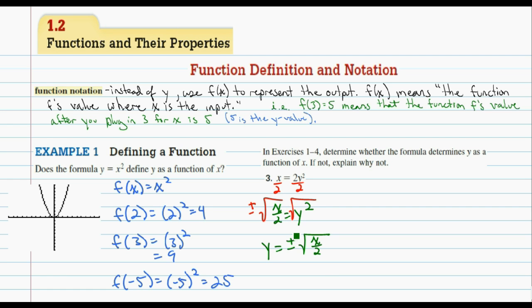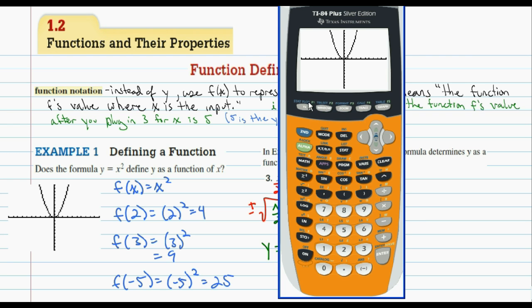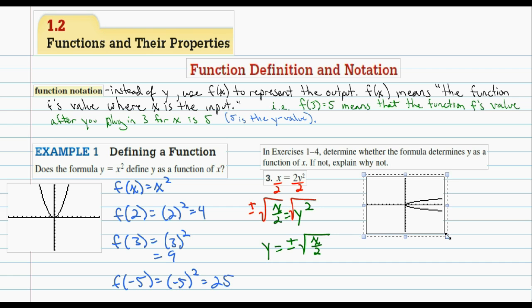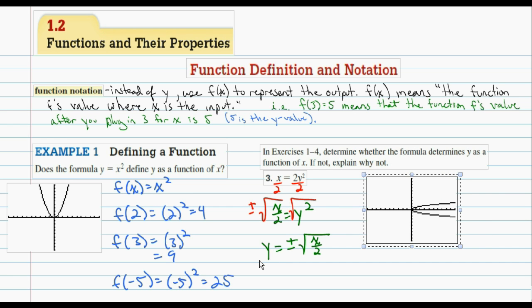So y is either the positive square root of x over 2 or the negative square root of x over 2. I can actually graph that in my calculator too. It's just going to take me two different y values. So I'll hit second square root of x over 2. That'll be in y1. Then the negative version of that, square root of x over 2. Now hit graph. That would not be a function of x. We cannot call this f of x equals plus or minus square root of x over 2. It is not a function.